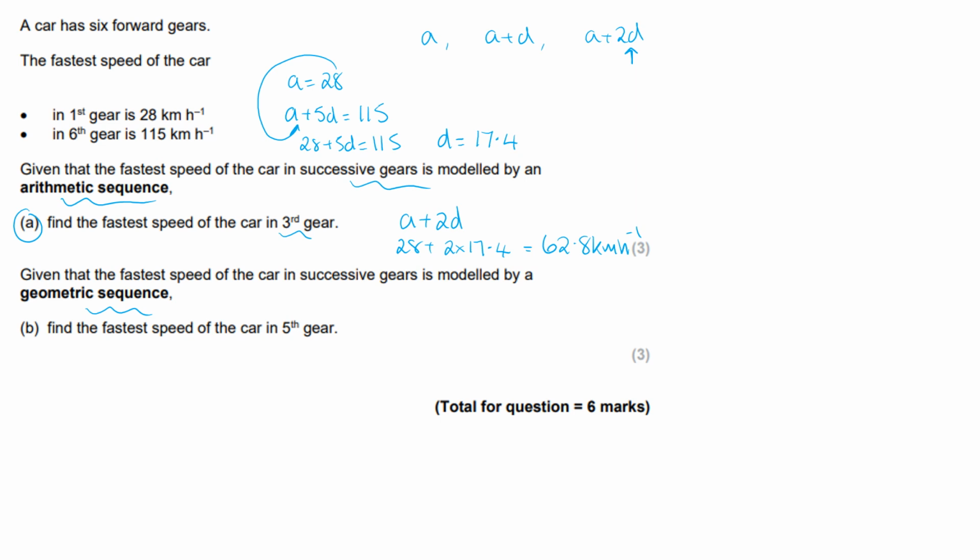So a geometric sequence again starts with A, but then you are multiplying between the terms by the common ratio. So it's AR, AR squared, and so on. The second term has just got 1 R, the third term has got 2, so you're always one behind with the R's. But the first term again is 28. The sixth term is going to be AR to the 5, which is 115.